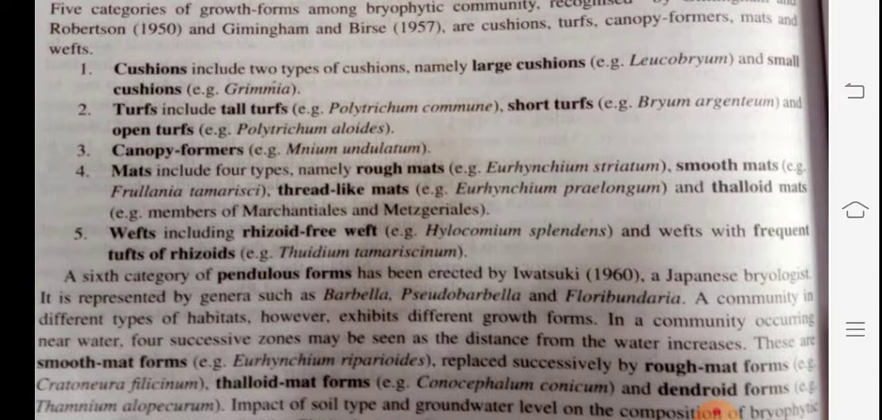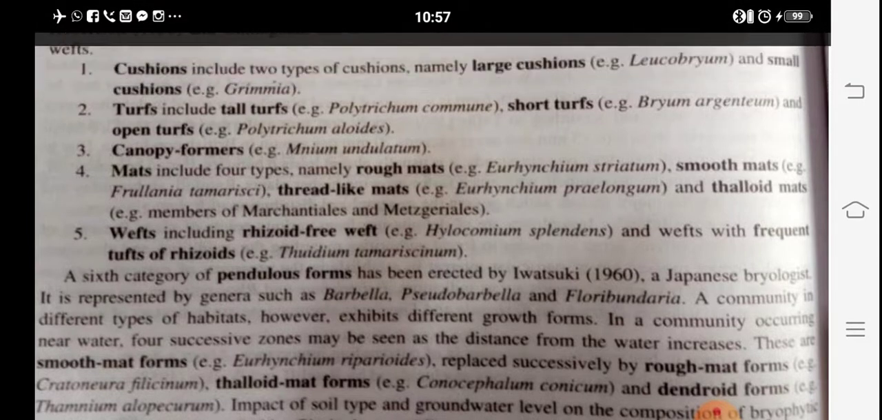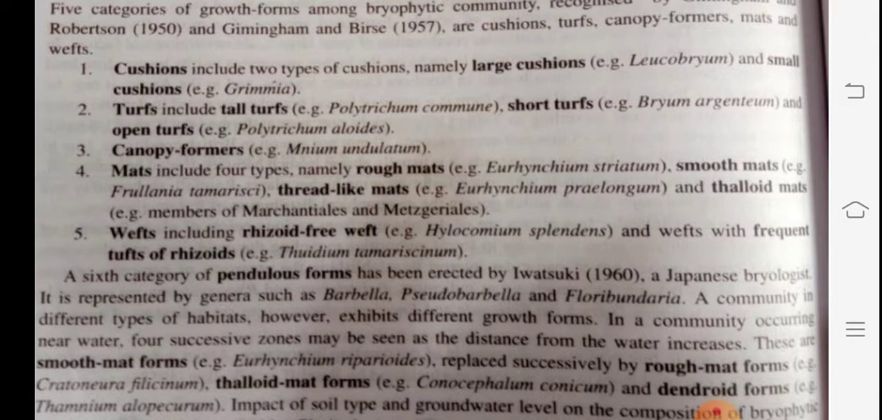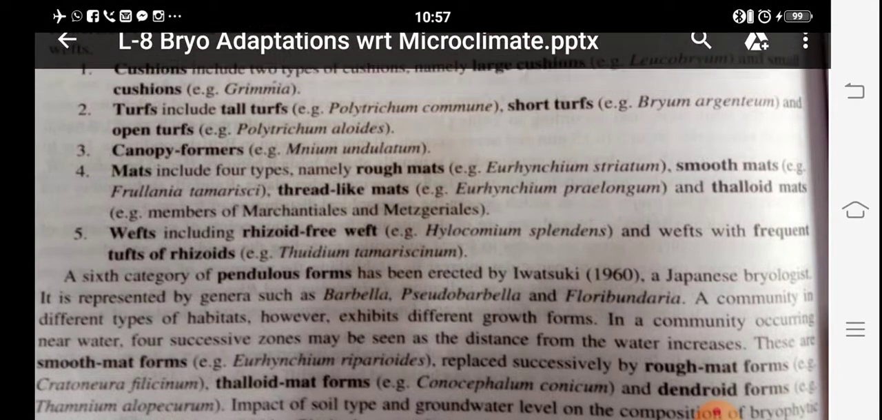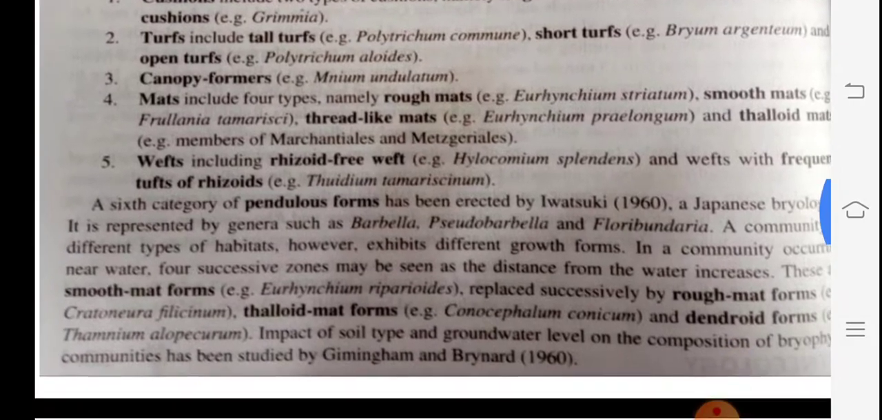Like this, canopy Neckera moss is there. Then mats are there, they show the rough mat, smooth mat, then thread-like mat. Eurhynchium, then secondly Eurhynchium, so different species of the same genera. Then Brotherella tamariscina found at the smooth mat. And the fifth one is there, the whelps. So rhizoid-free whelps are there. Hylocomium is generally seen in this region.